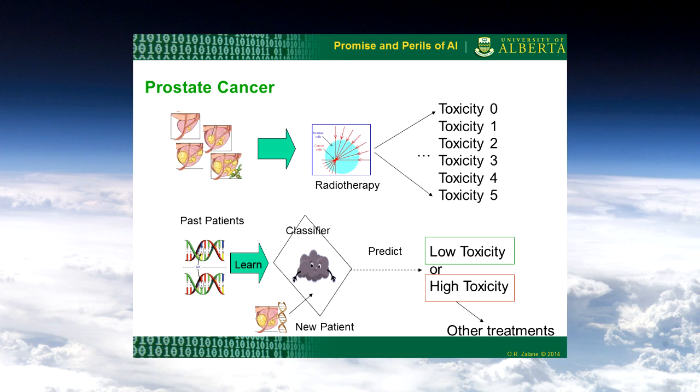The idea is, can I use the same technique to learn from past experience, my other patients, based on their genes and what happened to them when I gave this treatment? Can I use that to learn a model so that when I have a new patient, I look at their genes, and then I can predict what level of toxicity I'll have. If the toxicity will be low, then I'll say, good, I can do this treatment. If I predict the toxicity will be high, I'll say, no, I will not do that treatment.